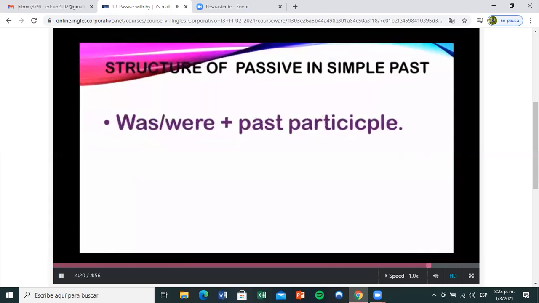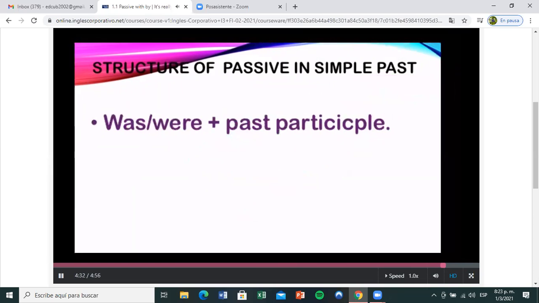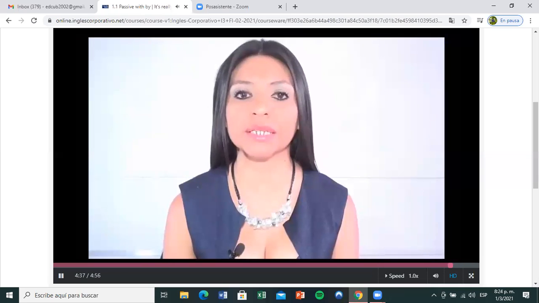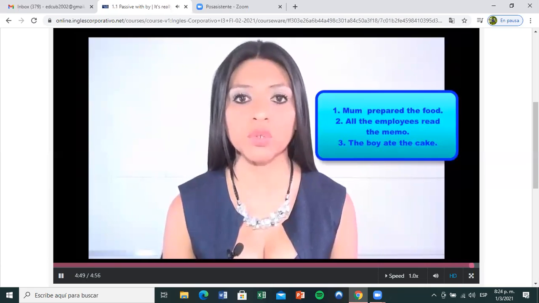Finally, let's go over the structure of the passive and simple past. Because we're using passive in simple past, this is what we'll use: was, were, plus past participle. Before we go, we want you to work on the following sentences so you're able to practice. Our sentences are in active voice. Your work is to switch them to passive voice. Please write them on our discussion box. Number one, Mom prepared the food. Number two, all the employees read the memo. Number three, the boy ate the cake.